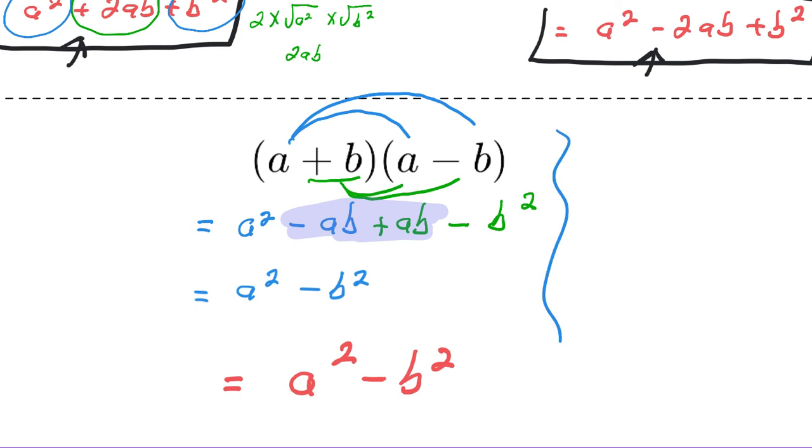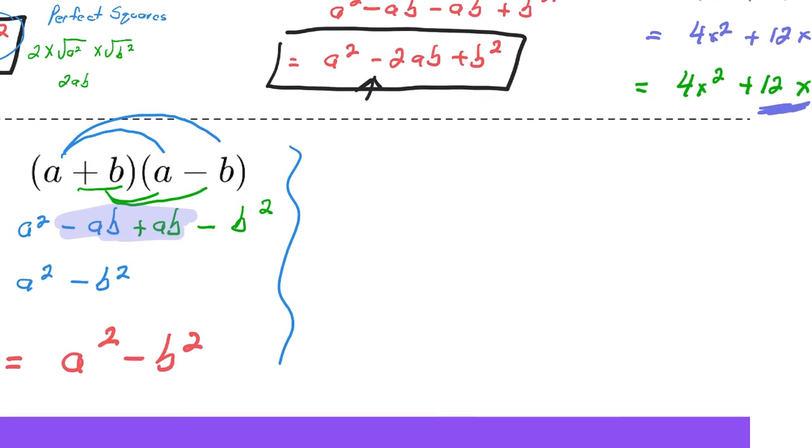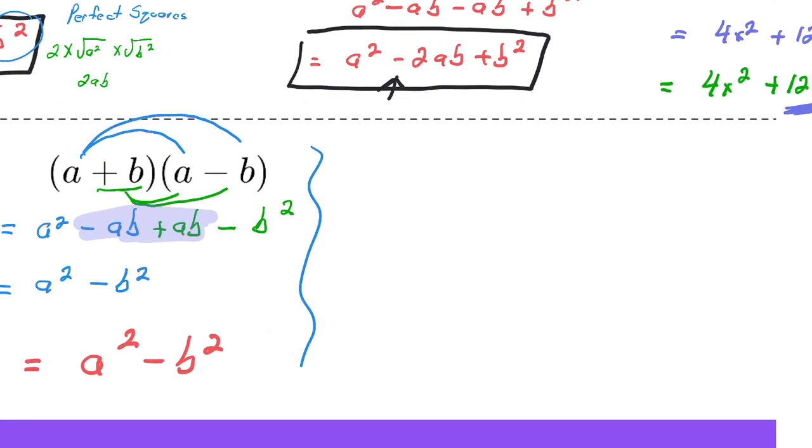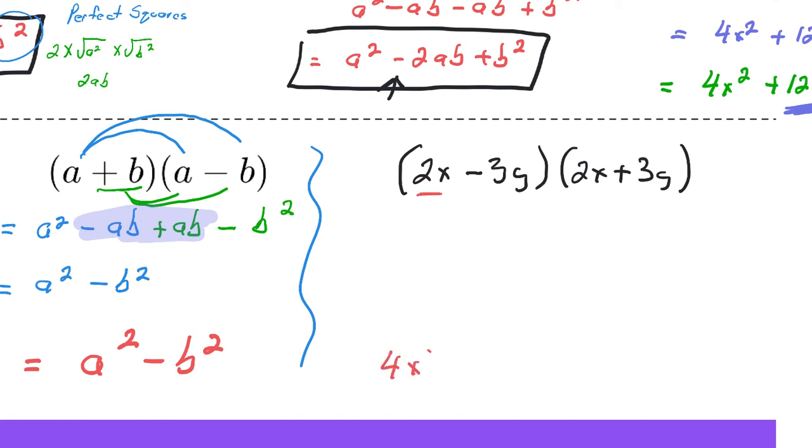And this process works for any difference of squares. It doesn't matter if the plus sign is first or second. So I could say 2x minus 3y and 2x plus 3y. And I know that the solution will be the first term squared minus the second term squared. So to prove that, let's expand.